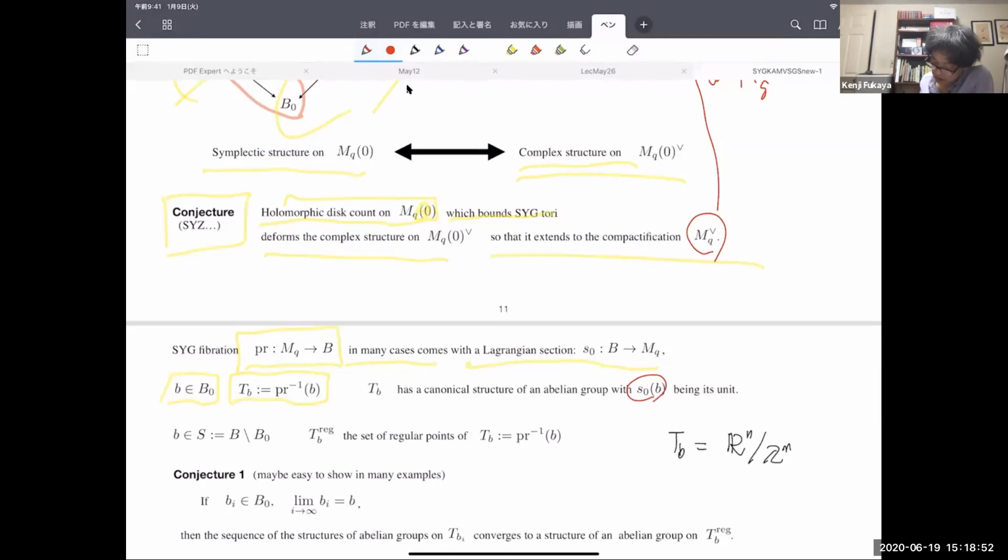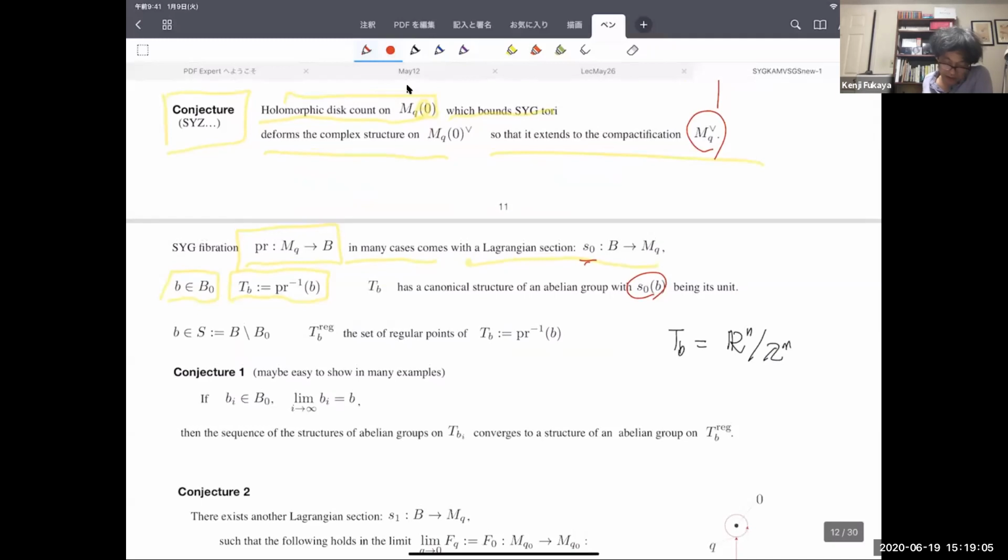So this is something like a canonical isomorphism, but up to translations. So we use this S0 to fix the base point. Then this fiber has a canonical structure of abelian group. And then we consider this point B, which is in the singular locus, and then we consider the regular part of this fiber. So this T_B is in general very much singular.